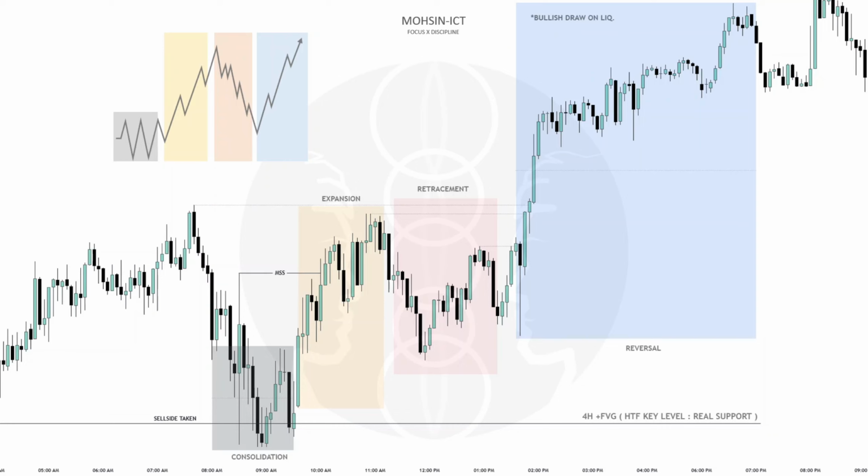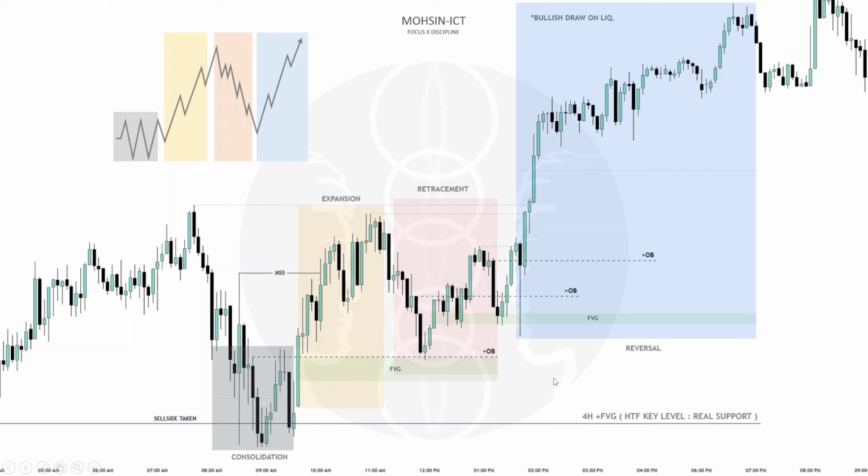Right here, some more analysis. We have taken the sell side liquidity. It's the higher time frame key level. Right here, real support. For our fair value gap, we did the market structure shift. Price gave us a nice opportunity along with this order block, fair value gap, and then it shoots higher towards this bullish strong liquidity.